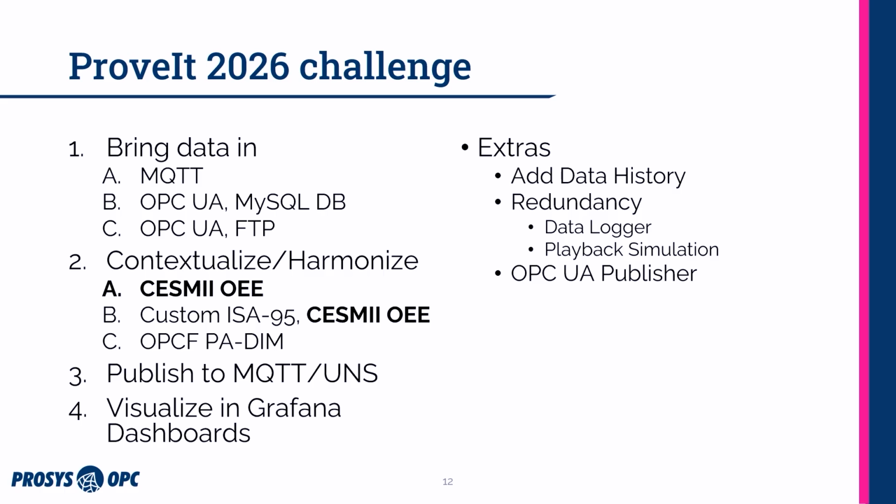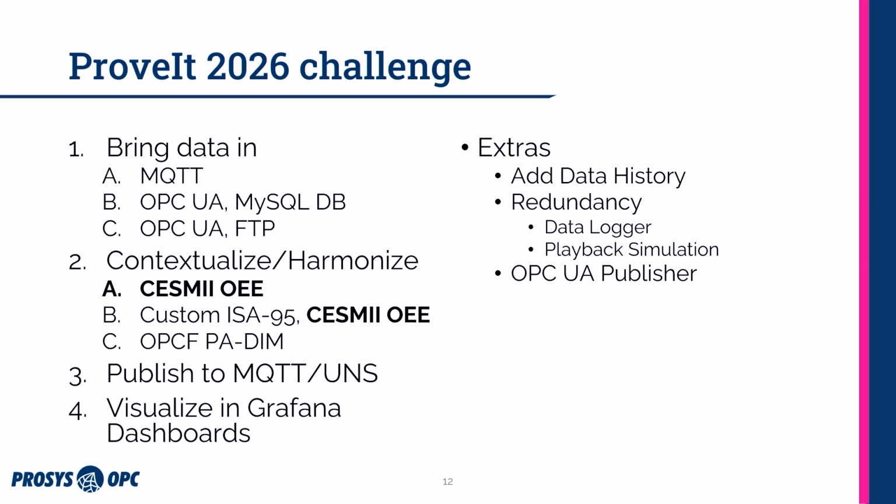Now, these are the tools that we use for this ProveIt challenge. What did we do in the ProveIt 26 challenge? Well, it comprises 4 parts. We have first a southbound connection, so we bring in data from MQTT, OPC UA, databases, and FTP servers. Then we contextualize or harmonize this data using CESMII OEE models. And in Enterprise B, we also use a custom ISA 95 model that we built ourselves. And in the Enterprise C option, we use the OPC Foundation process automation device information model.